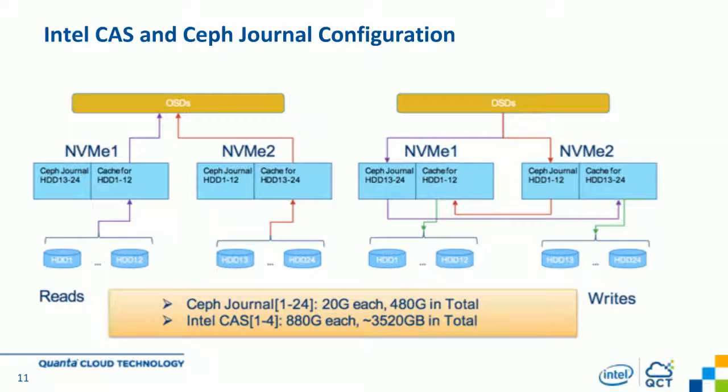The rest of the space is actually allocated for the Intel cache. If you look at the layout, we actually interleave the cache and the journal function between the drives in order to fully utilize the PCI bandwidth. So you will see that half of each drive is used for the Ceph journal, while the other half is used for the cache. This gives us the best performance. We tried different modes, fully allocating the drives only for journal or only for cache, but the interleaving actually gave us the best performance result.